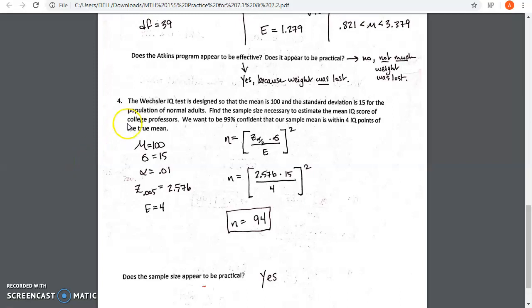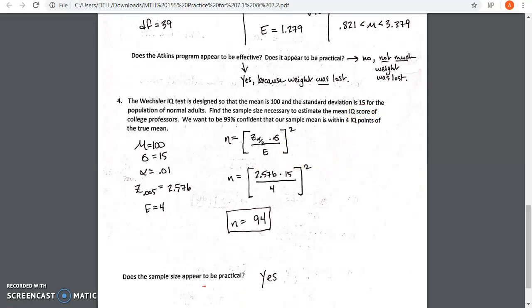Hey guys, the second practice problem that I had given you, labeled number 4 on here, deals with the Wechsler IQ test. It's designed so that the mean is 100, that's the population mean, and the population standard deviation is 15 for the population of normal adults. Find the sample size necessary to estimate the mean IQ score of college professors. We want to be 99% confident that our sample mean is within 4 IQ points of the true mean.